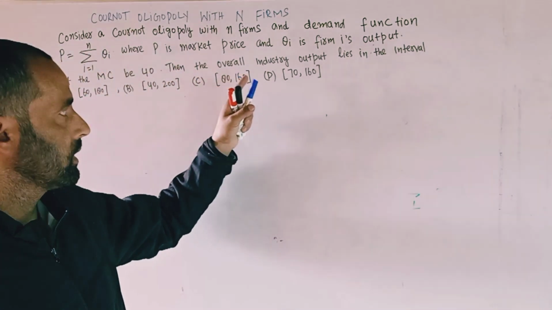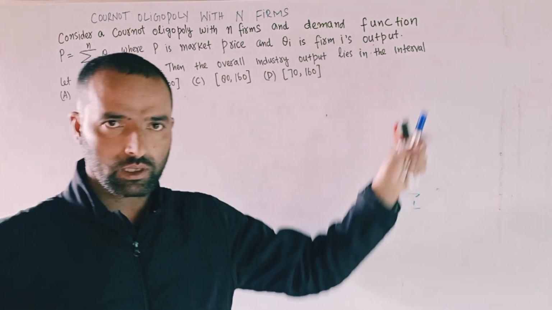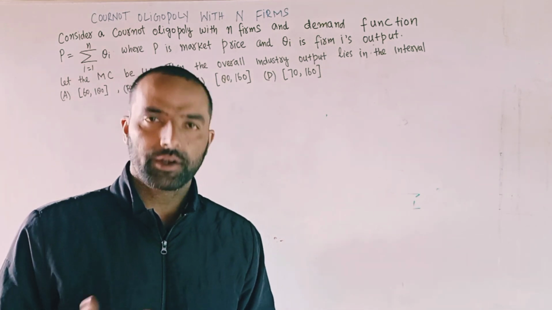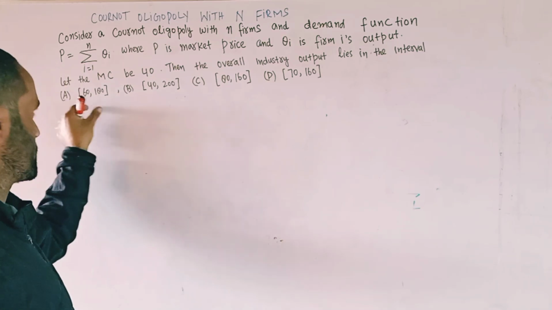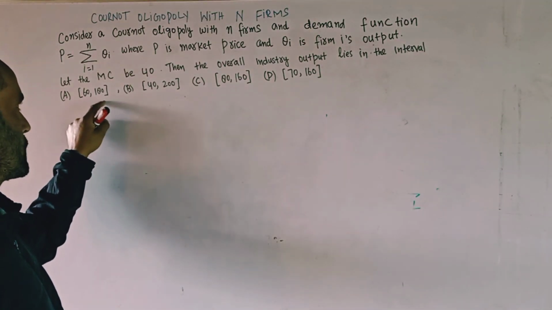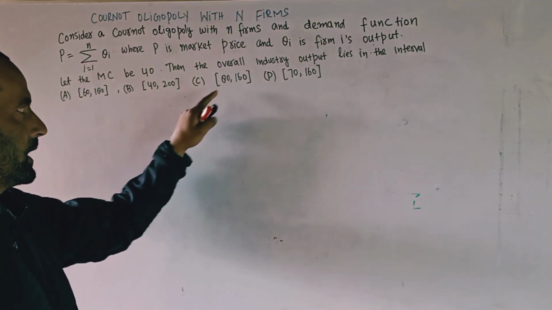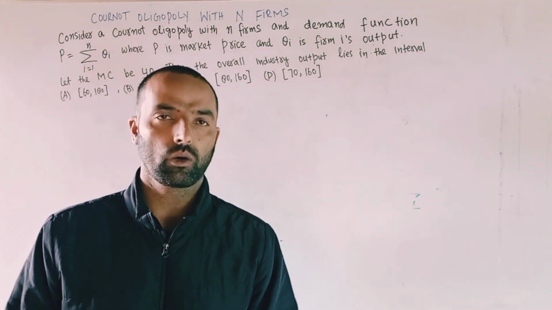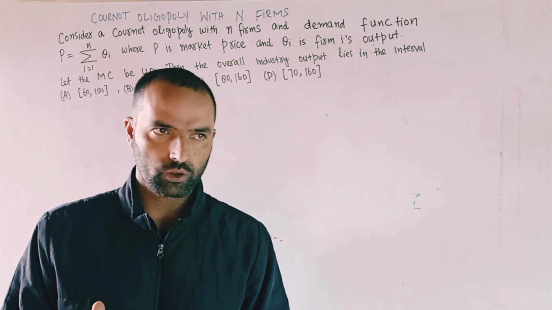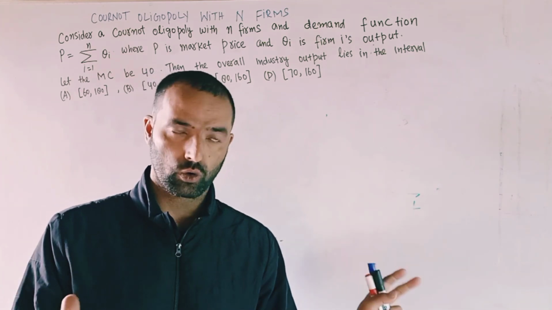Then the overall industry output lies in the interval. We need to find out the interval in which the industry's output will lie. So we have the closed intervals: 60 and 180, 40 and 200, 80 and 160, and 70 and 160. We need to find out which closed interval the overall industry's output lies in.